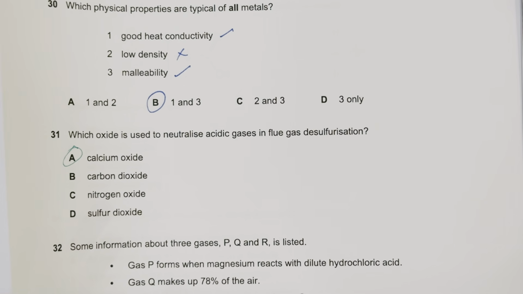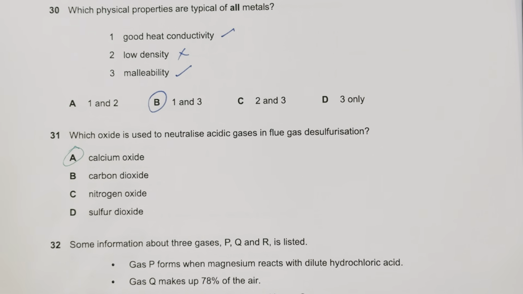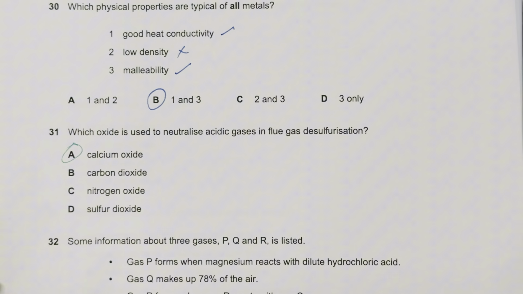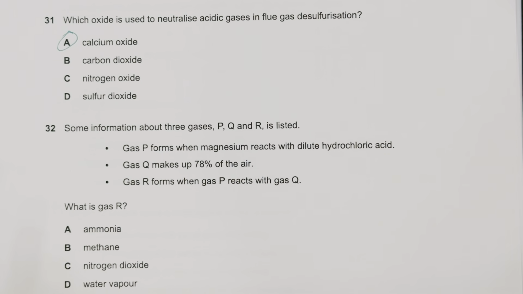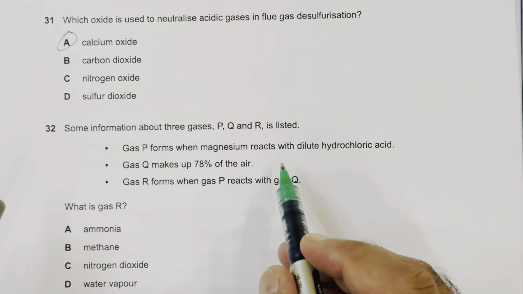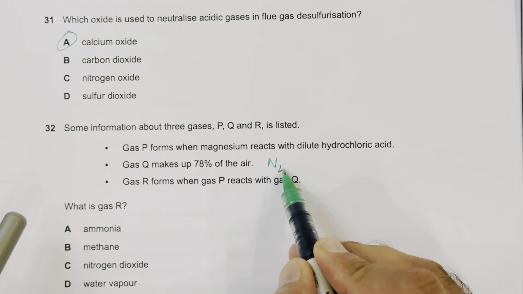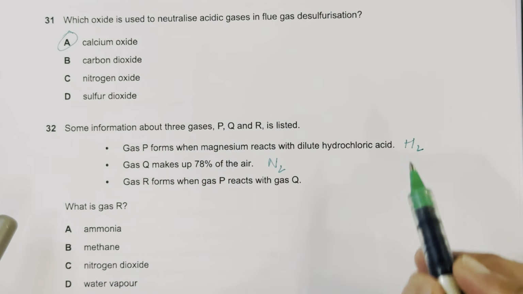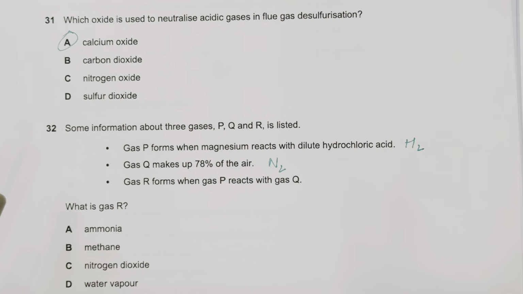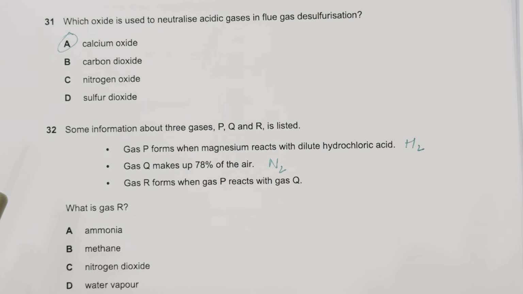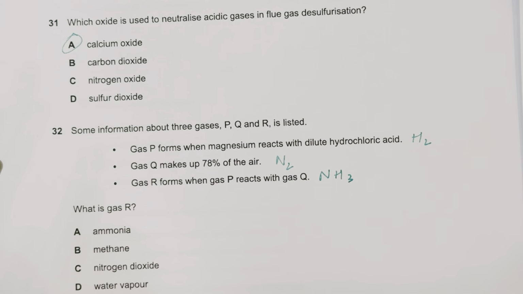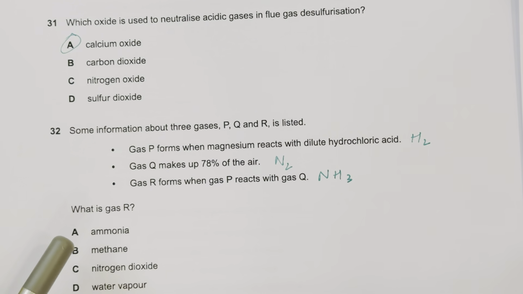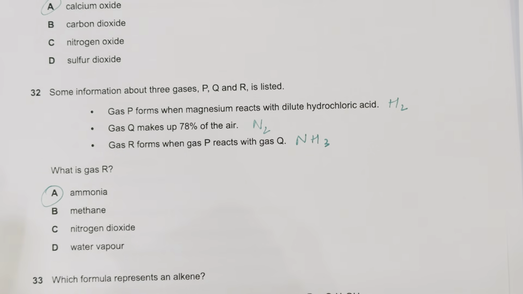Some information about three gases P, Q and R is listed. Gas P forms when magnesium reacts with dilute HCl. Gas Q makes up 78%. We know that it would be nitrogen, and gas P would be hydrogen, and gas R forms when gas P reacts with Q. When P reacts with Q, we know that ammonia is produced, hydrogen plus nitrogen, the famous Haber's process. So which is gas R? So gas R is ammonia.